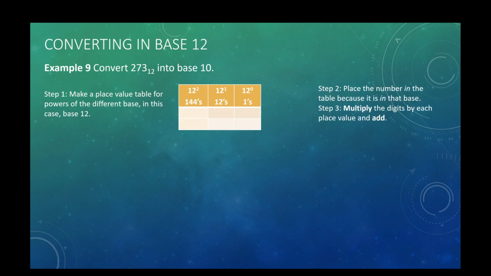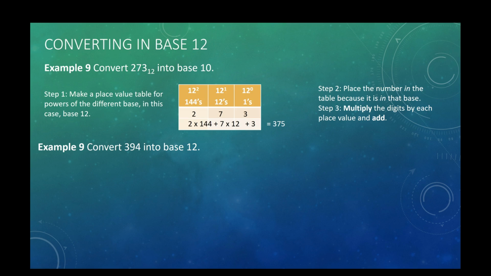Now, the number 273 is in base 12, so it goes right in the table. And then we just multiply each digit by its place value and add. So we get 375 as our answer. That should say example 10 there. Whoops! Example 10, converting 394 into base 12.